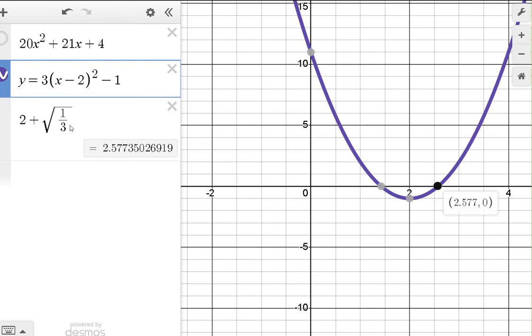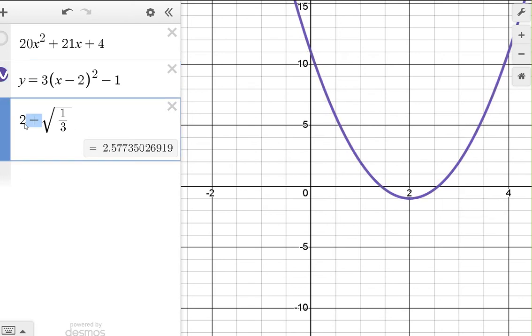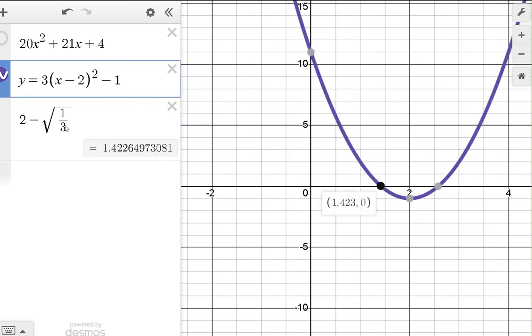How about 2 minus the square root of 1/3? 1.422. Did we get that one right? Yeah, looks pretty good. And of course, Desmos rounded, so it's 1.423, but what it's saying is that we got it right.